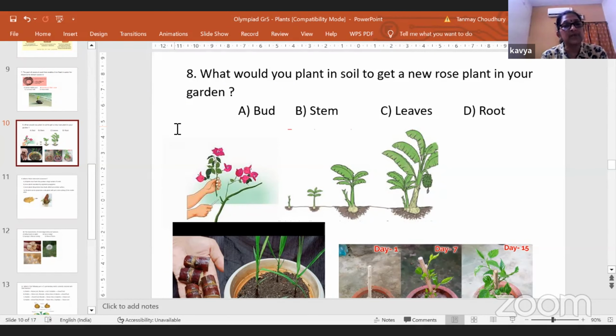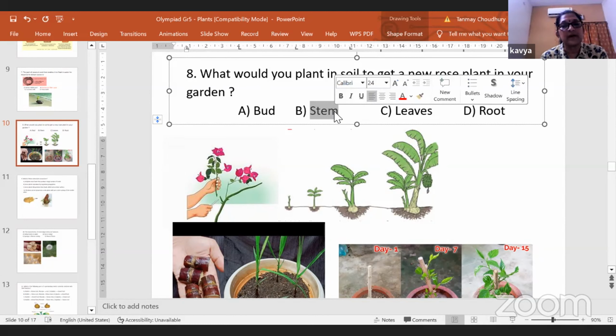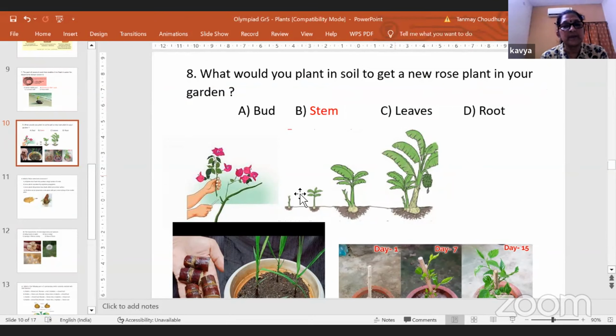Okay. Vegetative propagation can be done by the stem, leaf, or root. The question here is, what would you plant in soil to get a new rose plant? Now, the rose plant, the seeds are very, very rare. Okay. So how does it grow? It grows by the stem. Okay. Now, these are some examples. Now, this is how the plant will grow.